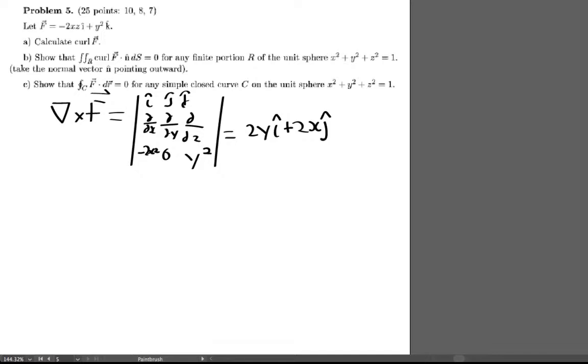Okay. So this is the curl of f vector. And so now part B. Show that the surface integral of curl f is 0 for any portion R of the unit sphere x squared plus y squared plus z squared is 1. For any finite portion. Take the normal vector pointing outwards.